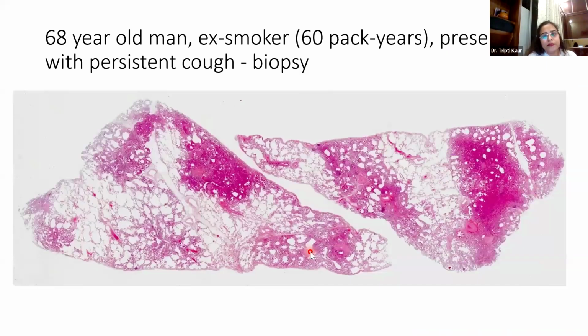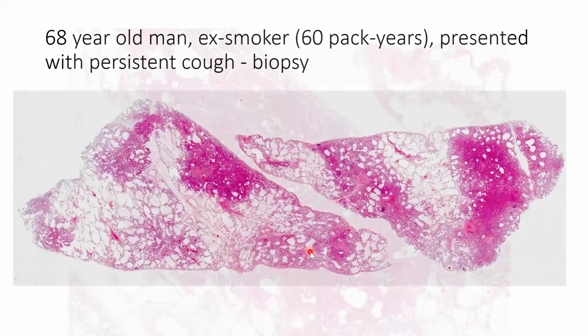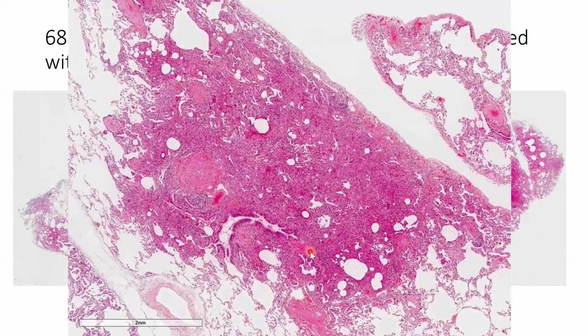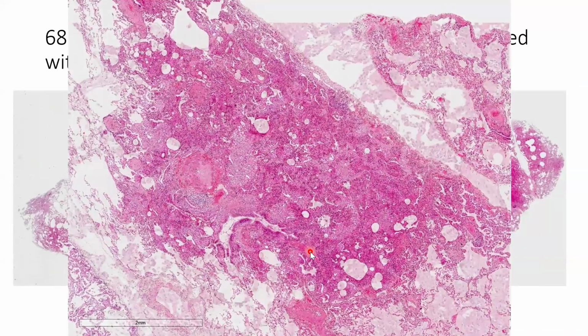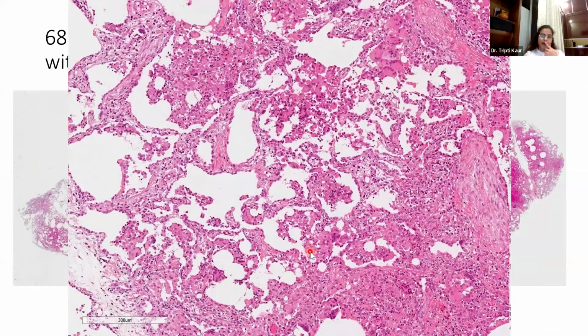So next case, a 68-year-old man, ex-smoker, presented with cough. Now they are giving you a history of ex-smoker. They are trying to deviate you towards one diagnosis in this case. LCH or desquamative interstitial pneumonia? Yeah, very good.